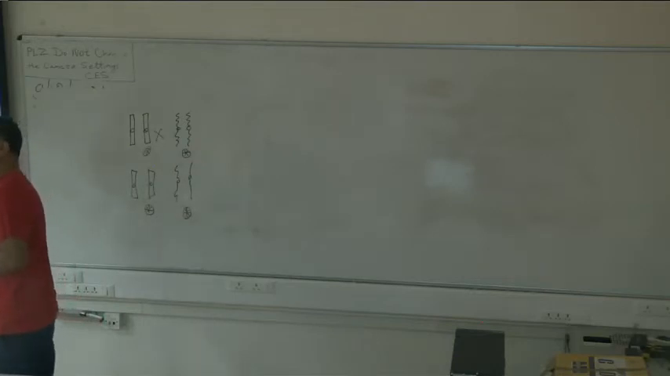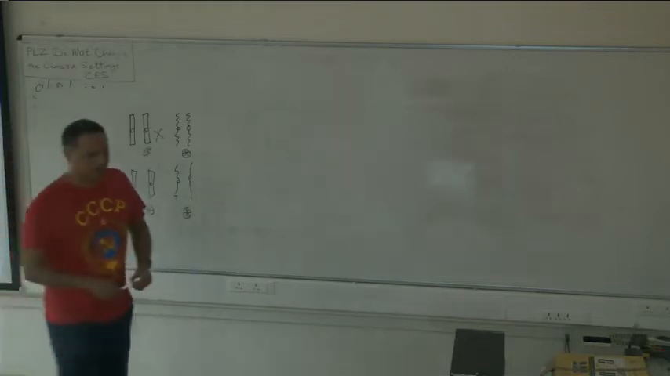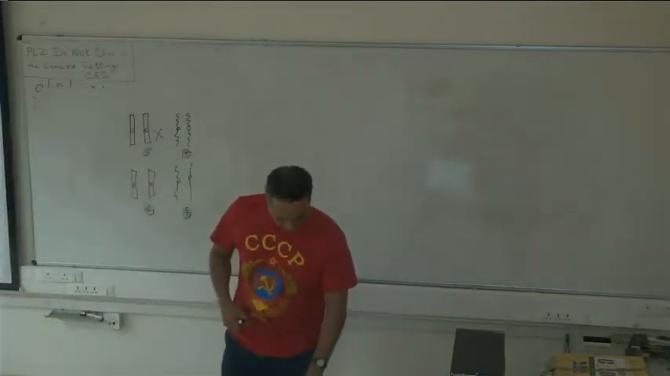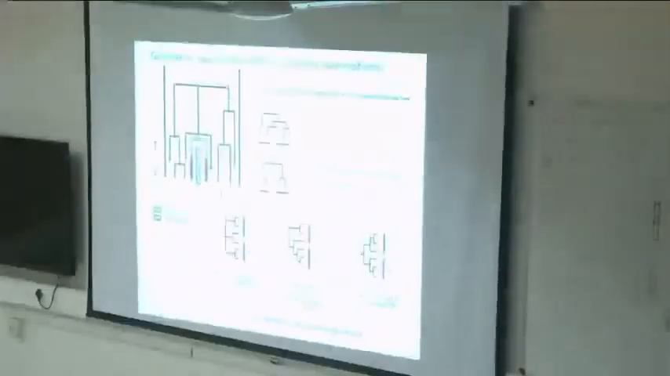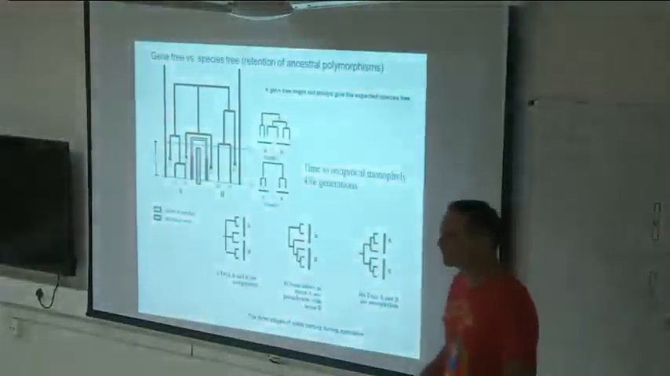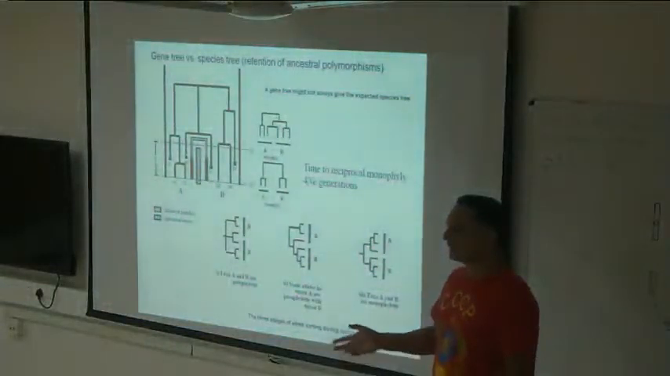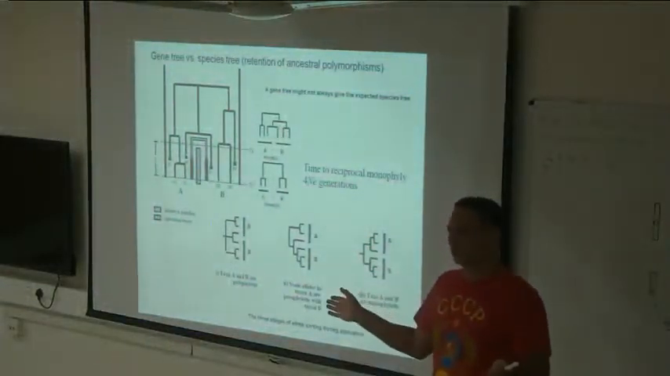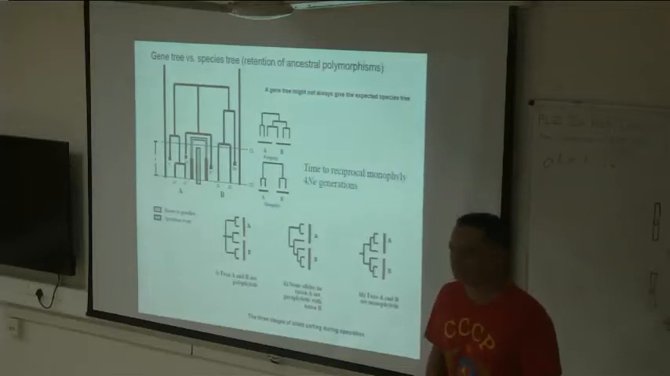Does that make sense? So mitochondrial DNA will attain monophyly 4 times faster than nuclear DNA. Does that make sense? Yeah. So that's why mitochondrial DNA is very useful for closely related species. When you're looking at closely related species that have diverged recently, the mitochondrial DNA will show monophyly, the nuclear DNA might not. Okay.